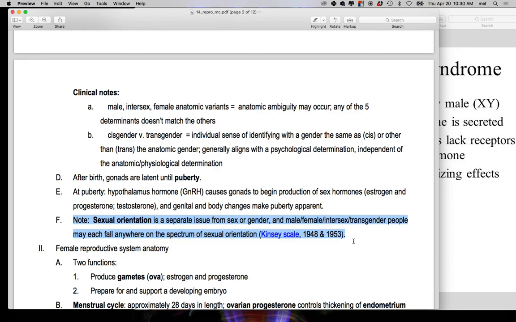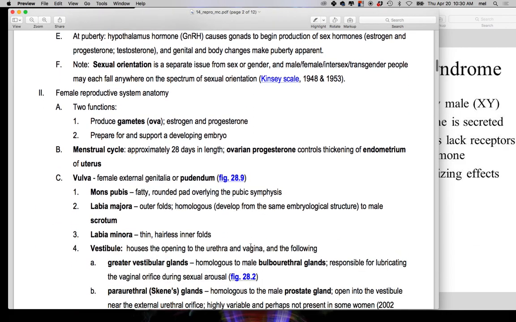So that's sexual orientation. I have no business talking about sexual orientation, but people always ask when I talk about transgender and intersex. So you got to put it in there so that at least we've addressed the fact that I don't know what the hell to think about that.